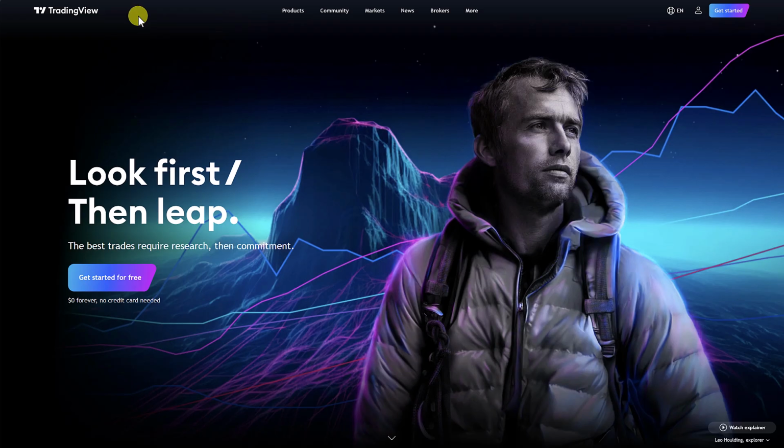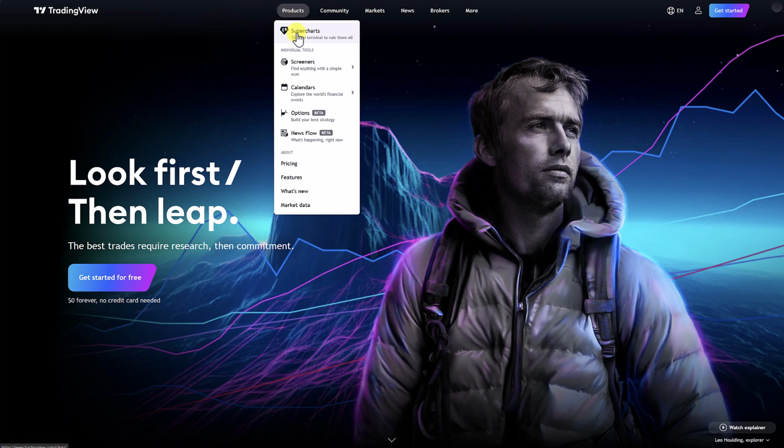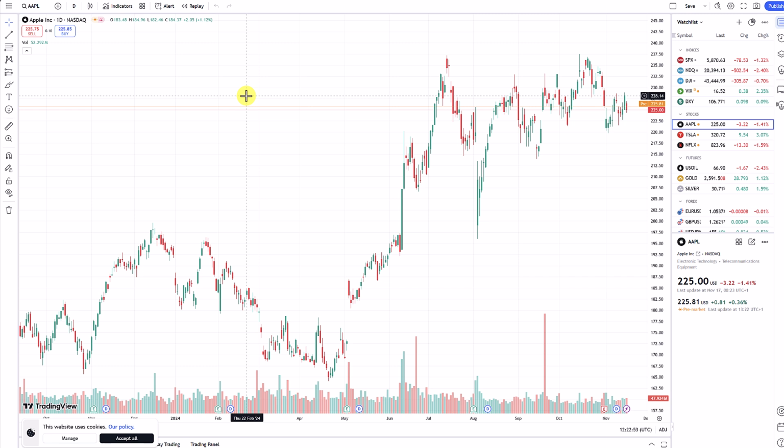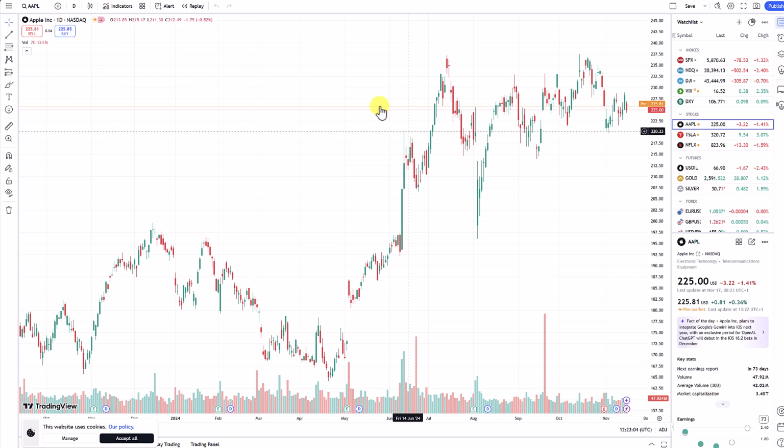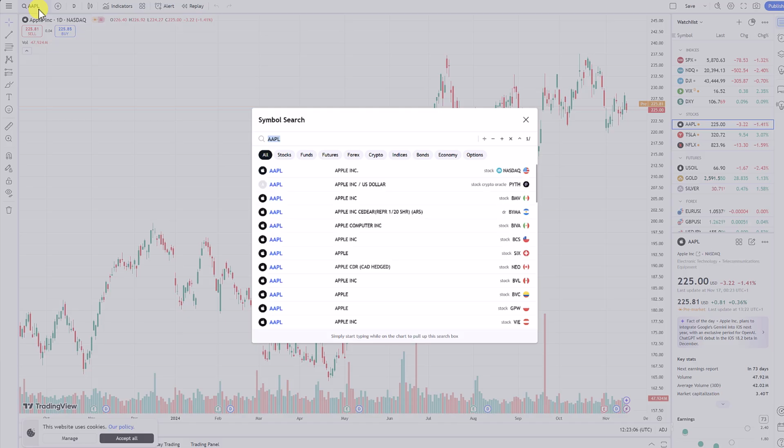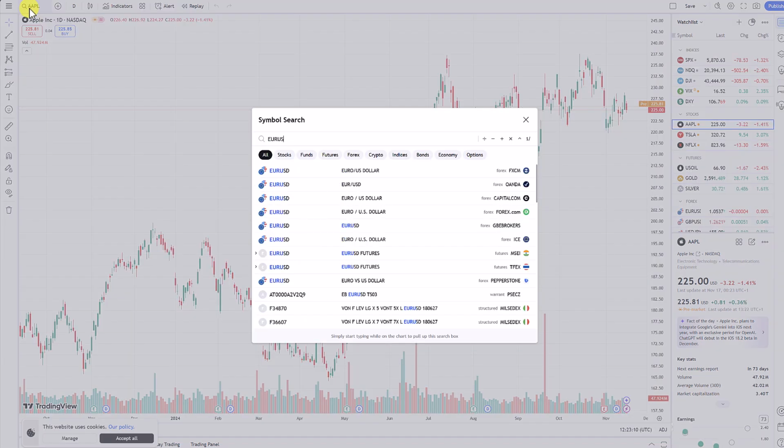Luckily today there's a lot of free ways how to get charts and how to read Forex pairs. I recommend you go to TradingView, and then under products you can just go to super charts, and then this will show up. What we can do first, because we are looking at Apple now, the stock by default, we just click here on the top left and then we type in Euro USD. And this stands for the Euro US dollar foreign exchange pair.